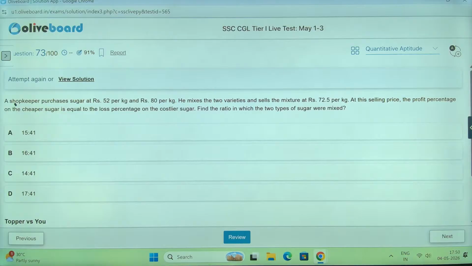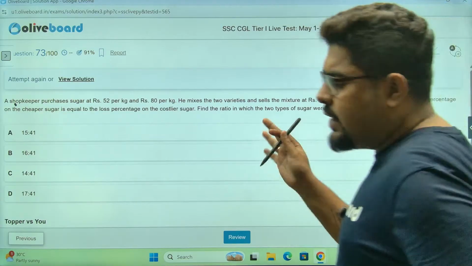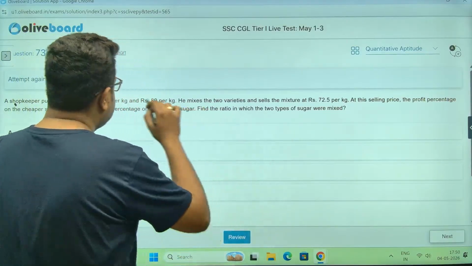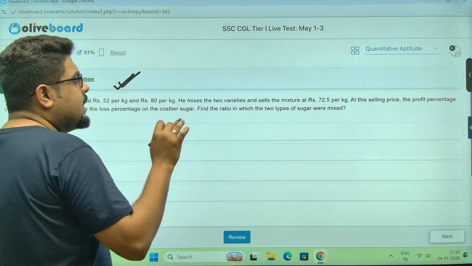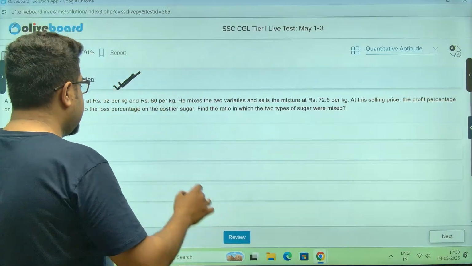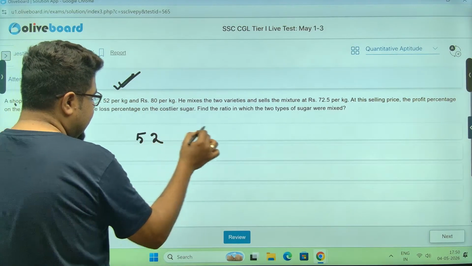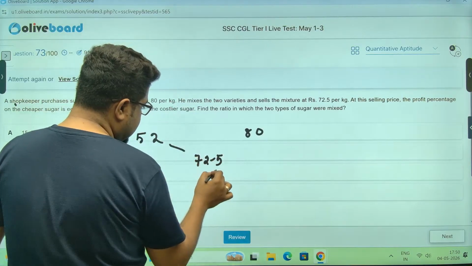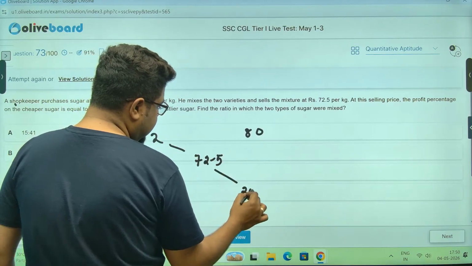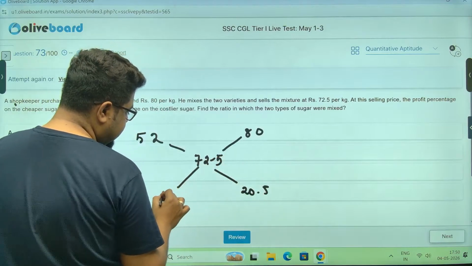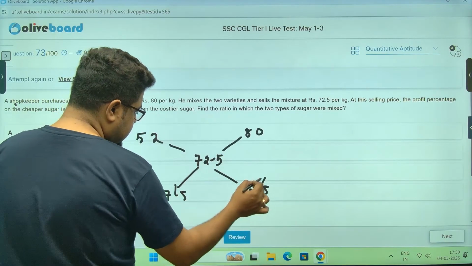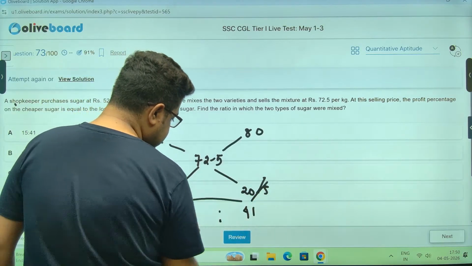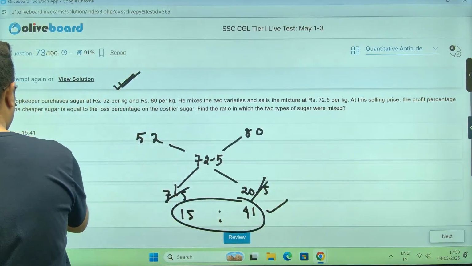Okay, no worries. I guess if the profit and loss are equal, the percentage will automatically become equal. So just do it now, thinking of a normal allegation problem. 52 rupees, 80 rupees, and this is 72.5. So whatever you used to do, 20.5 and this is 7.5. So 15 is to 41. This is the answer, sir. 15 is to 41, option A.